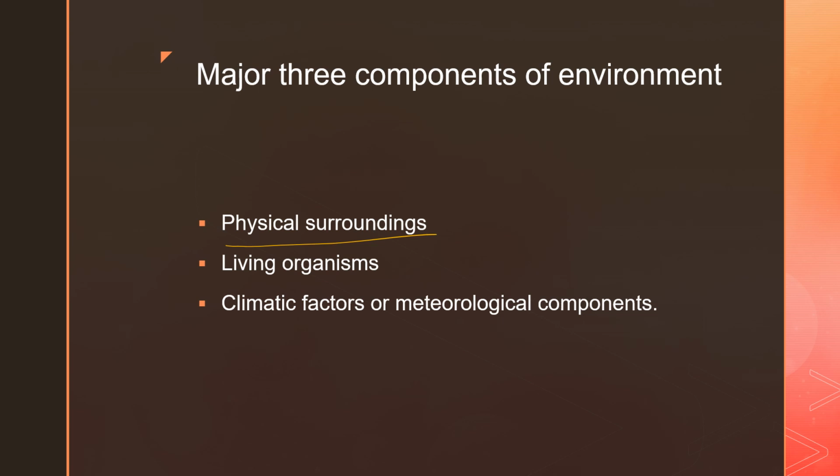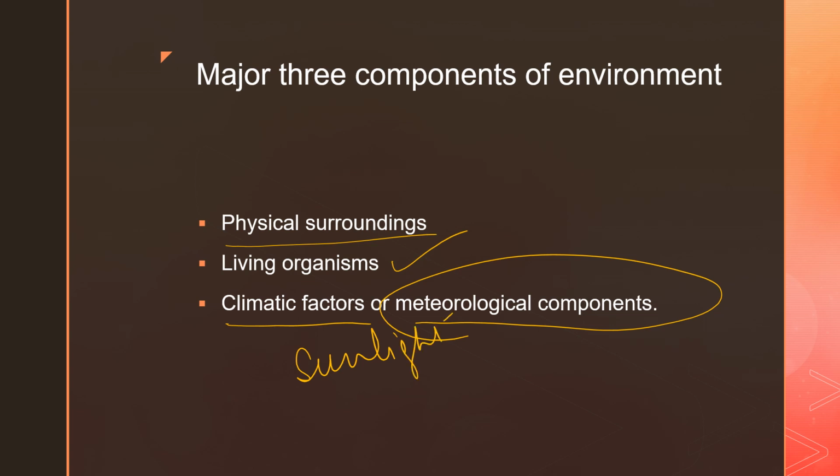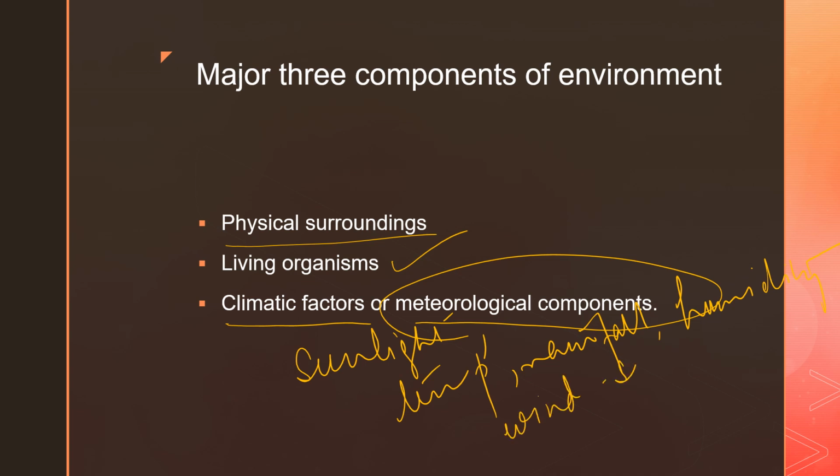So what are the living organisms? We all know that plants, animals, humans, microorganisms, bacteria and fungi, these all are the living organisms. And climatic factors or meteorological components, what are those? They constitute sunlight, temperature, rainfall, humidity. These all are the climatic factors or the meteorological components. Wind speed is also one climatic factor, and pressure as well. So these are all the meteorological components, and these are the climatic factors as well.